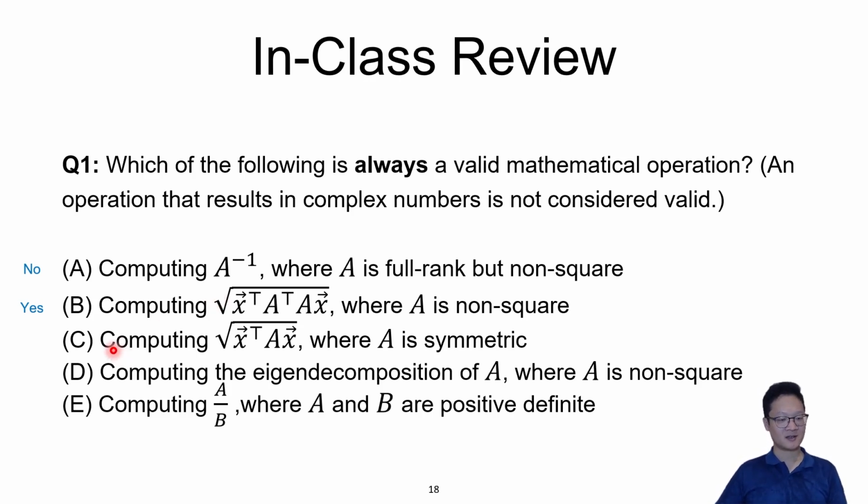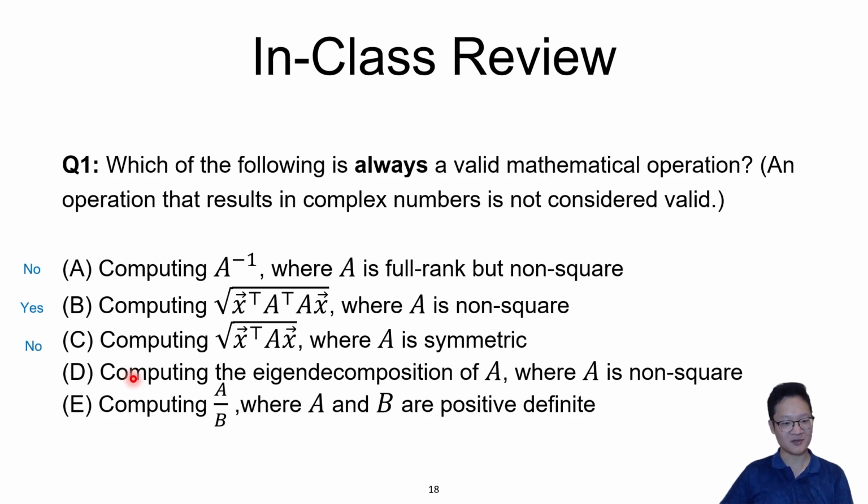Okay, next, computing the square root of x transpose Ax, where A is symmetric. This is actually no, we cannot always do this. We can do this if A is positive semi-definite. If A is positive semi-definite, then this result will always be non-negative, and therefore we can take the square root. But if A is, for example, negative definite or even indefinite, so basically anything except positive semi-definite, then the result of the quadratic form might be negative, meaning that we cannot actually take the square root.